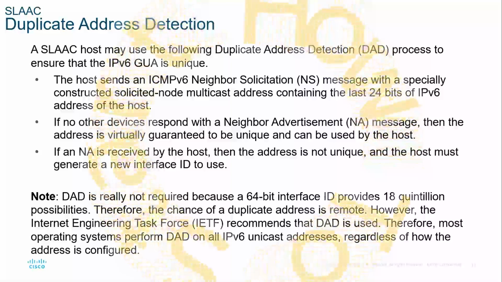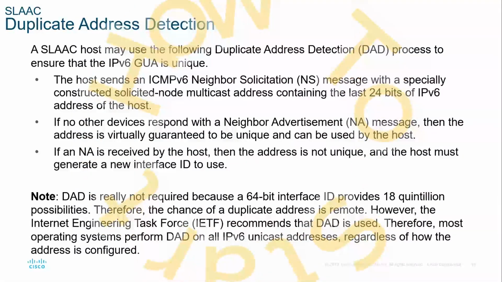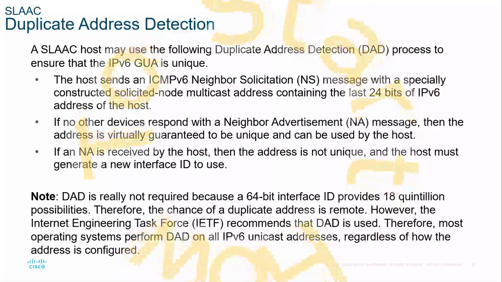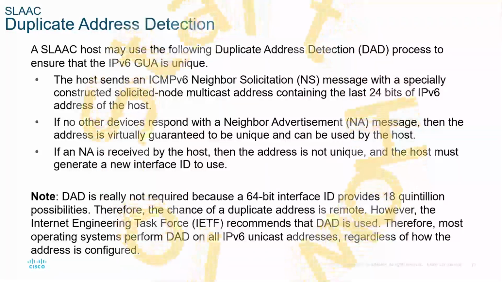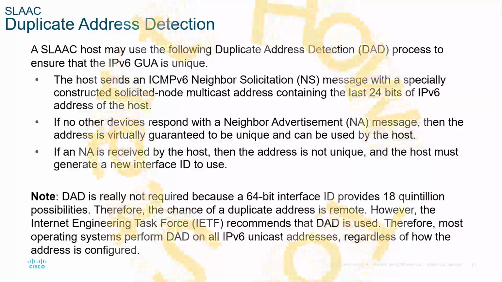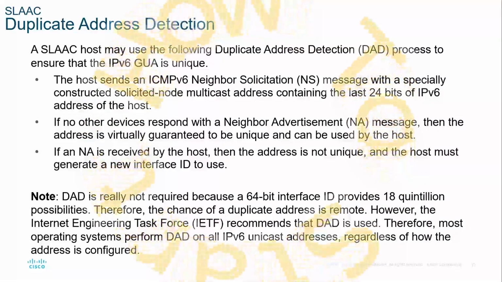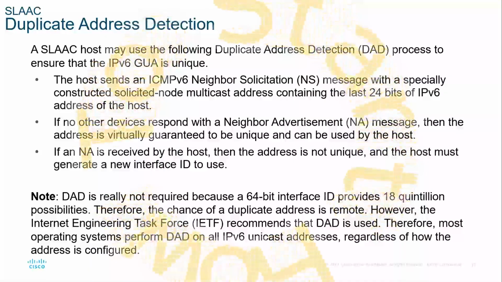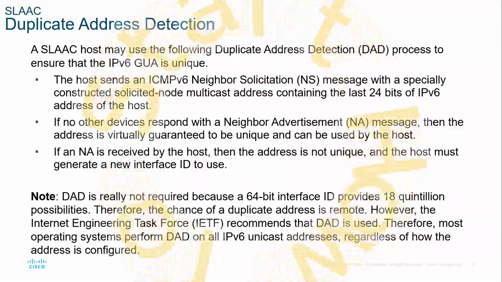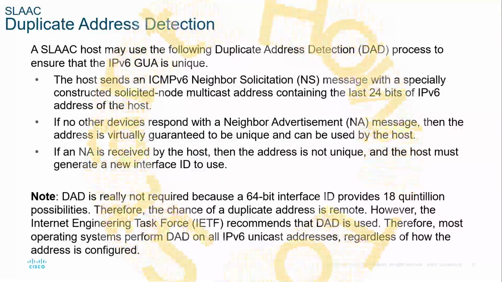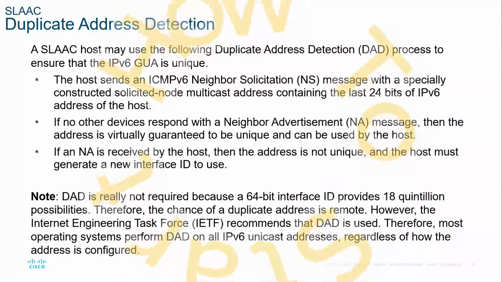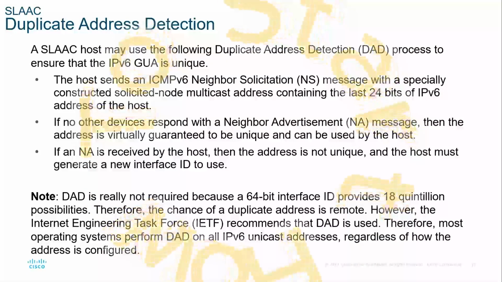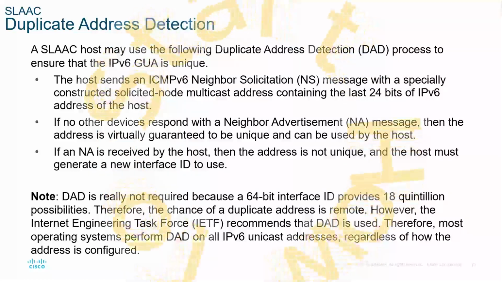So, with SLAAC, hosts may use DAD, the duplicate address detection process, to ensure that their address is unique. Just how we had Windows for IPv4 using DAD, we can use DAD in IPv6, but instead IPv6 will be using a neighbor solicitation. That's going to be part of CCNP, and this message is basically constructed as a solicited-node multicast address containing the last 24 bits of the IPv6 address to ensure that no one else has it. So if no other devices respond with a neighbor advertisement message, then the address is virtually guaranteed to be unique.